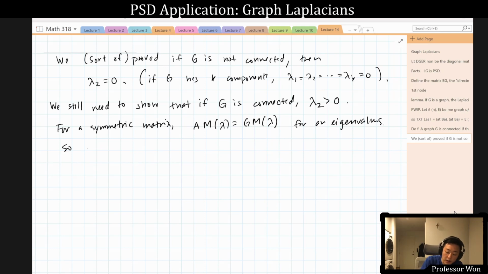So we just need to show that the geometric multiplicity of 0 is equal to 1. If the geometric multiplicity is equal to 1, it means the algebraic multiplicity is equal to 1, which means that 0 only occurs as an eigenvalue once. And since all of the eigenvalues are non-negative, that means the next eigenvalue needs to be bigger than 0. Now, how do we show that the geometric multiplicity of 0 is 1? Let u be any eigenvector with eigenvalue 0.